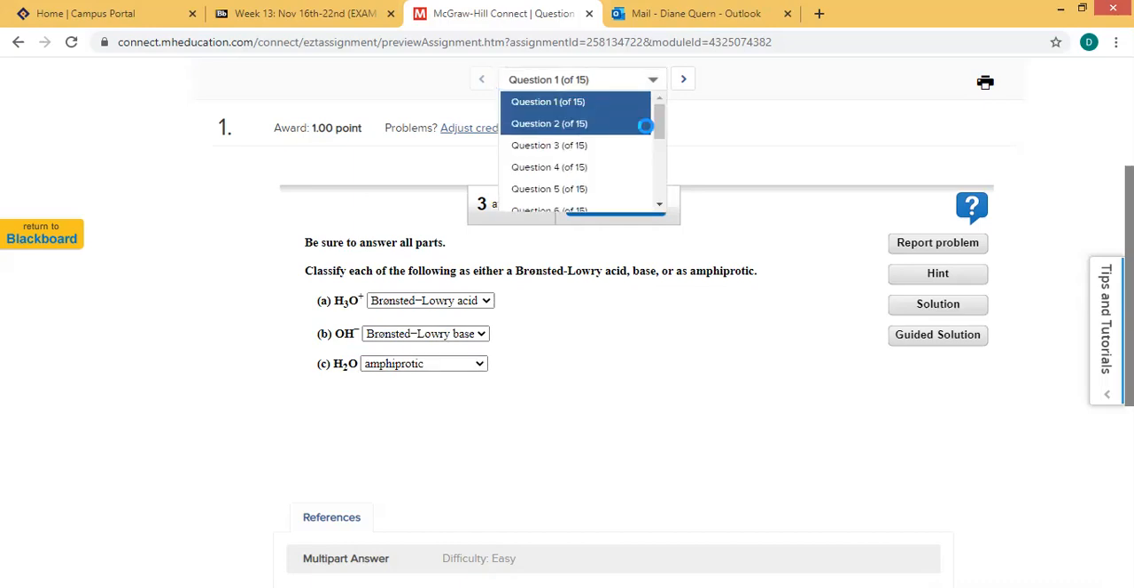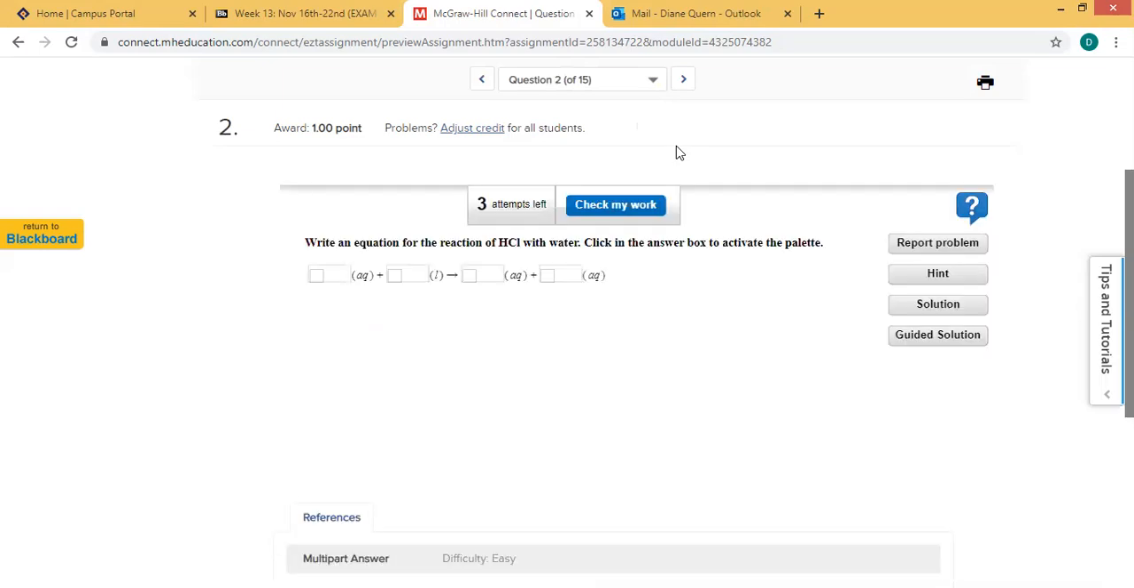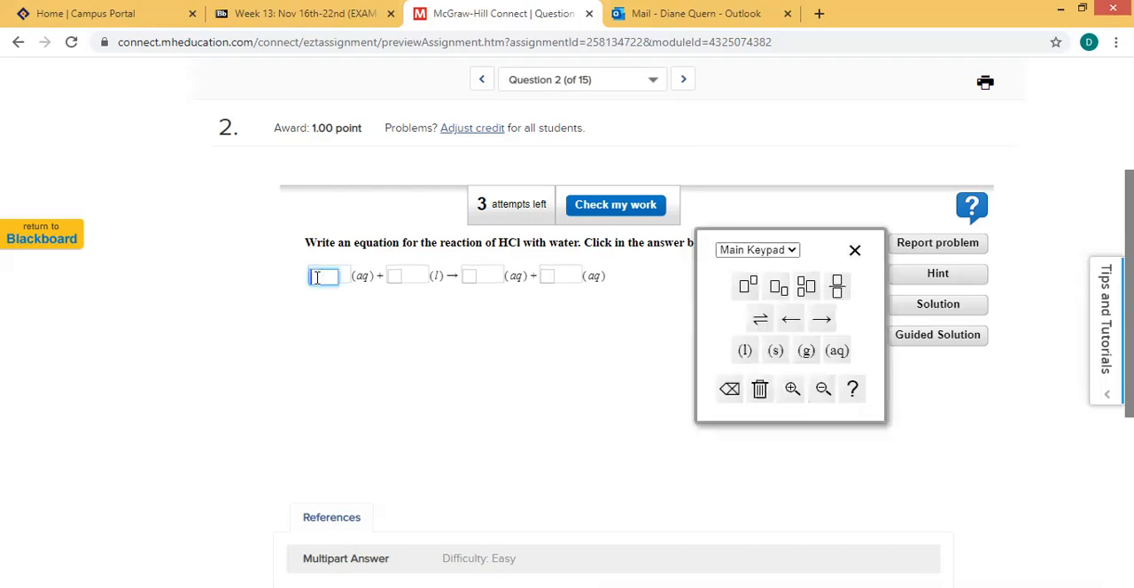All right, let's look at another question. Give it a second to pop up here. Okay, so for this one, write an equation for the reaction of HCl with water. So you need to fill in the boxes. HCl would go in this first space here. I know this because of the aq by it. That aq says it's aqueous, and HCl is going to be the aqueous one. So for HCl, we just write HCl. And then where the l is, the liquid, that's where water is going to be, because water is a liquid.